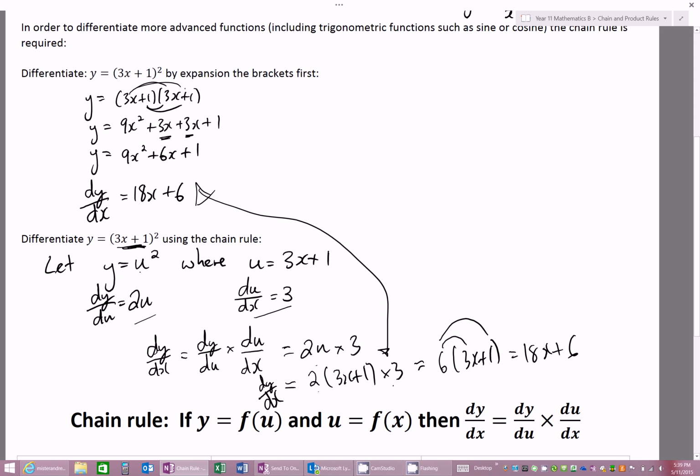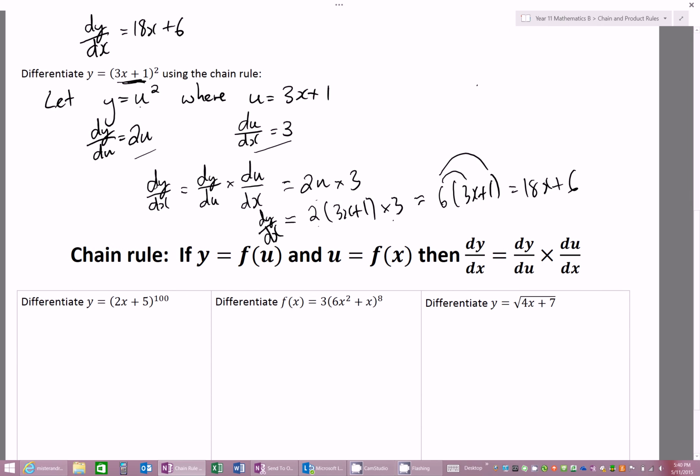Which one's harder at this point? Number 1 or number 2? Definitely number 2 is harder, but we're going to look at some scenarios where you would be absolutely crazy to do option 1, the expansion. Okay, so let's have a look at 3 examples.